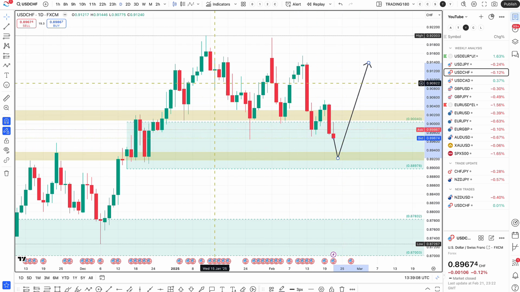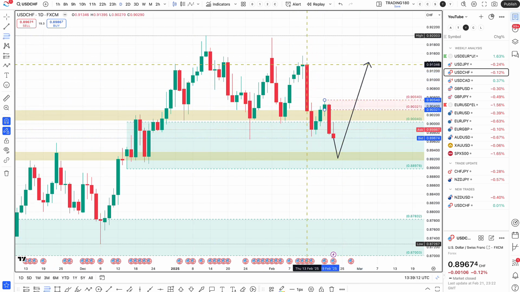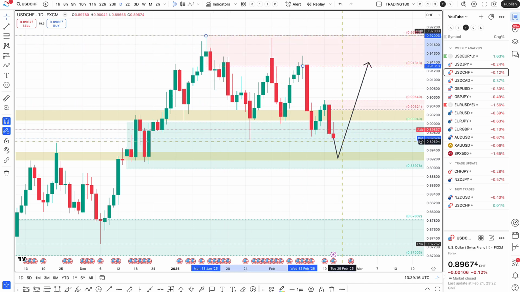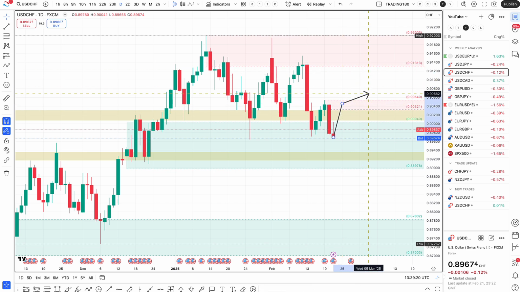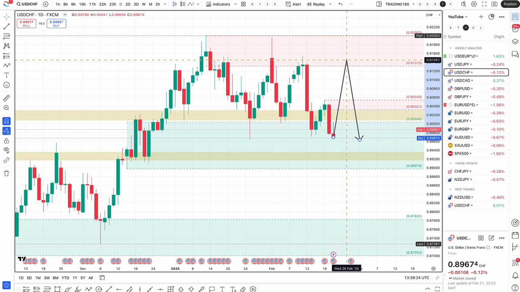But if you are looking for short trades, if you want to go against my analysis, which is always more than fine, then you're looking at a pullback to a supply zone before looking at going short. So either there, or you're looking at a short trade right here.